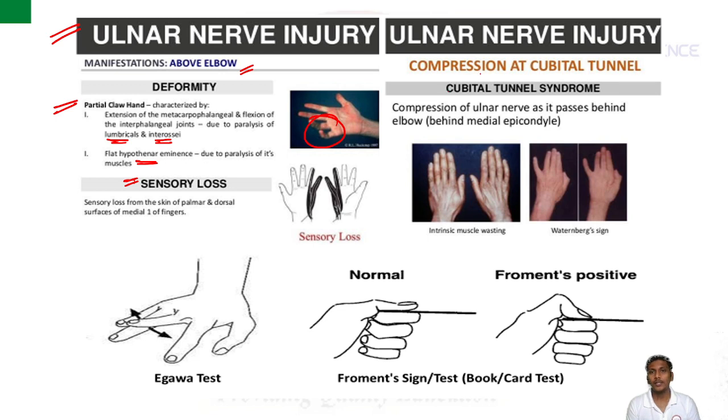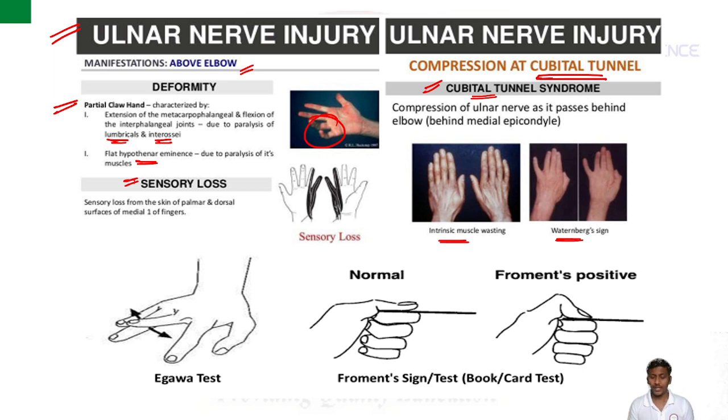If I talk about the ulnar nerve injury at the level of the cubital tunnel, here the compression of the ulnar nerve behind the medial epicondyle leads to a syndrome known as cubital tunnel syndrome, where there would be wasting of all the intrinsic muscles of the hand. Along with that, we can find a Wartenberg sign. Wartenberg sign is due to injury to or paralysis of the interossei, where adduction would not be possible. Okay, so please remember, palmar interossei are affected, and that is why the little finger is not able to adduct properly.